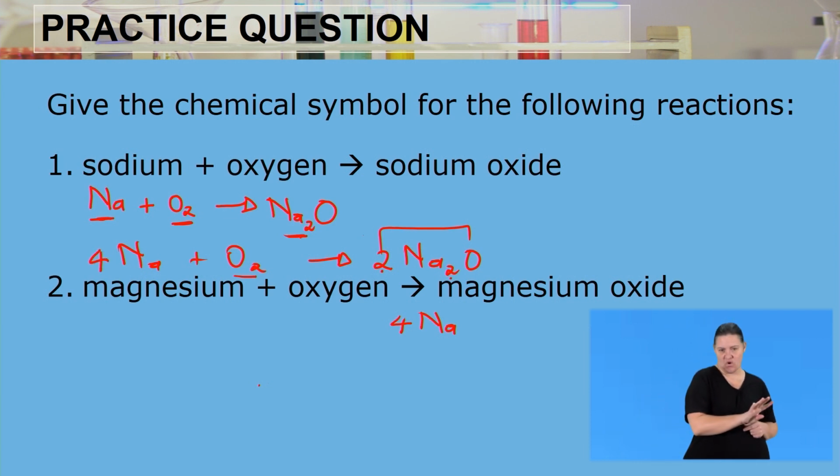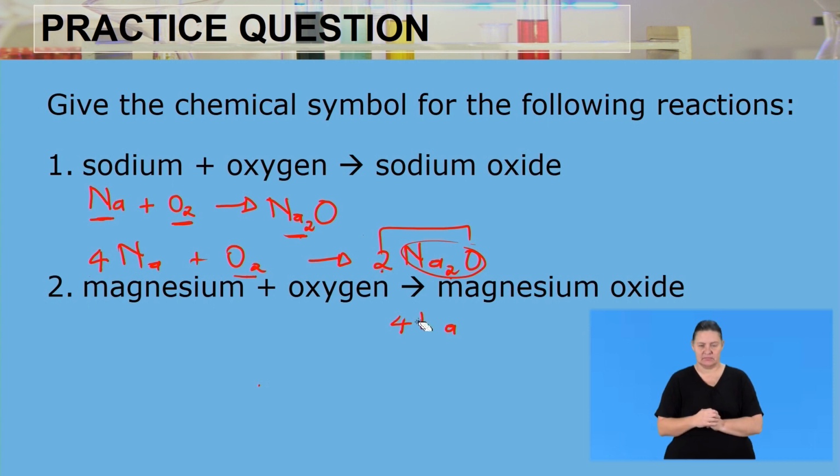Because you now know that you have 4 sodium on the left-hand side, 2 times 2, there's 4 sodium on the right-hand side. Oxygen is 2, and then these 2 multiply everything within this particular compound, so therefore we have 2 oxygen. So that is balanced. Next question. Now again, chemical symbol for now magnesium reacting with oxygen to form magnesium oxide.